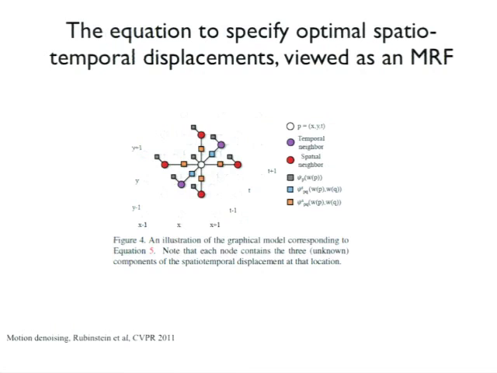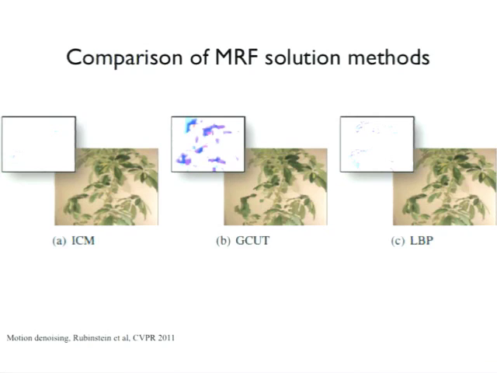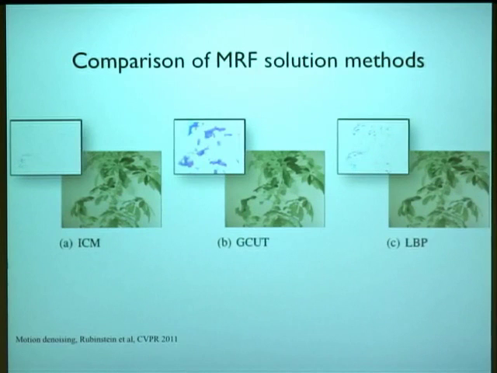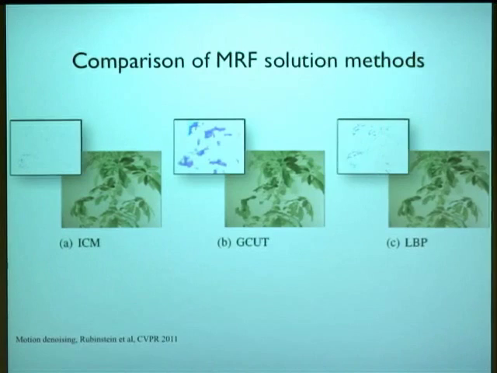And you can find an approximation to the optimal warp map, which optimizes this objective function we've created. You can do it a number of different ways. Iterated conditional modes is one solution method. Graph cuts is another, and loopy belief propagation is another. We tried all three, and for this particular problem, loopy belief propagation worked best. And so here then is our approximation to the optimal warp according to this objective function we made.